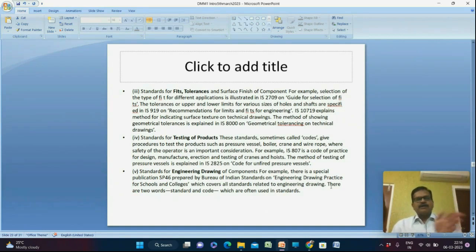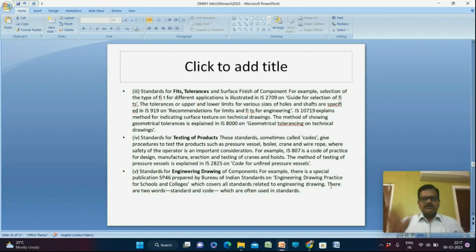Next, standards for testing products. These standards, sometimes called codes, give procedures to test products such as pressure vessels, boilers, cranes and wire ropes, where the safety of the operator is of highest importance. The method of testing the pressure vessels is explained in IS 2825, code for unfired pressure vessels. Next, standards for engineering drawing. For example, there is a special publication by Bureau of Indian Standards, the engineering drawing practice for schools and colleges, which covers all the standards related to engineering drawing.